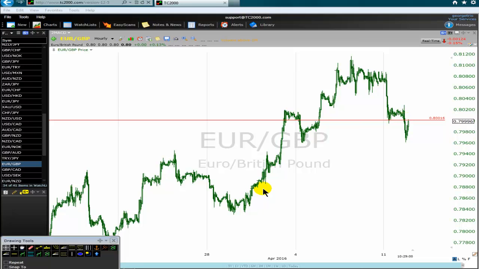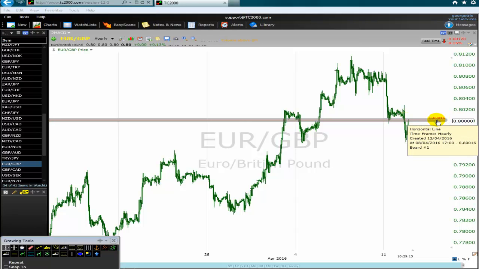I just want to sell the euro pound currency pair, the euro British pound currency pair, in a zone of 0.8001. Why do I want to sell? Very simple. The price is below this key level, the red line here, and it's retesting it here on the hourly charts.